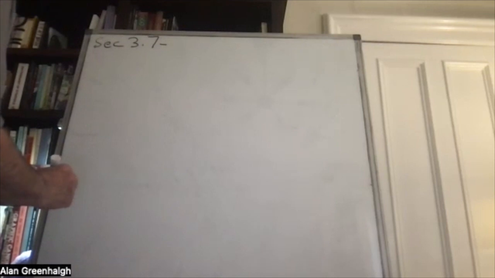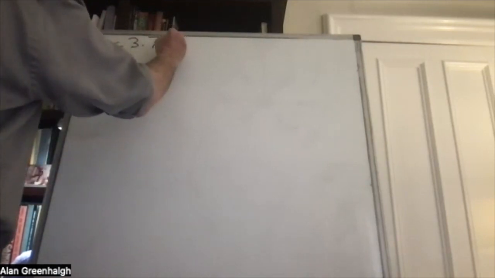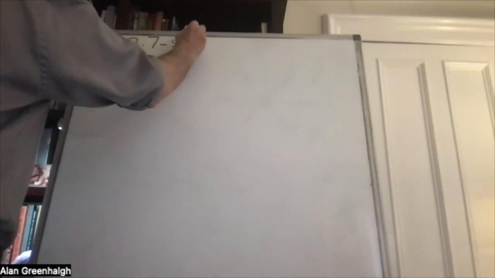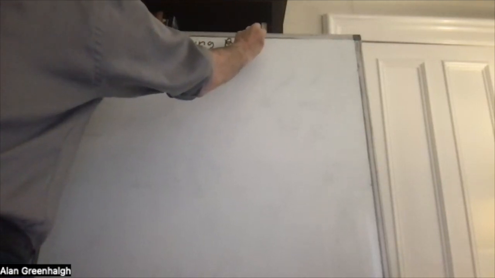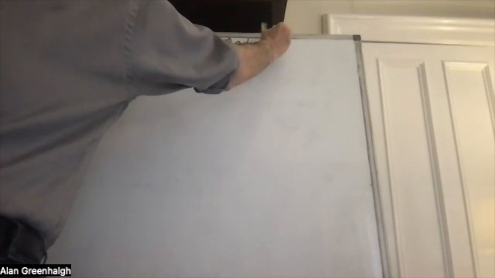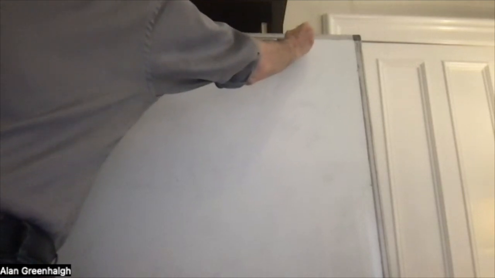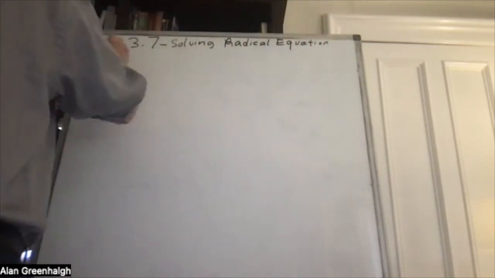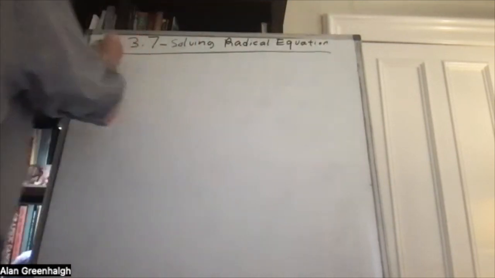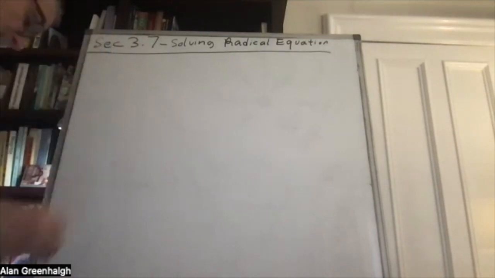So section 3.7 is solving radical equations. And the excitement is palpable. I feel the excitement through the wires of the computer.